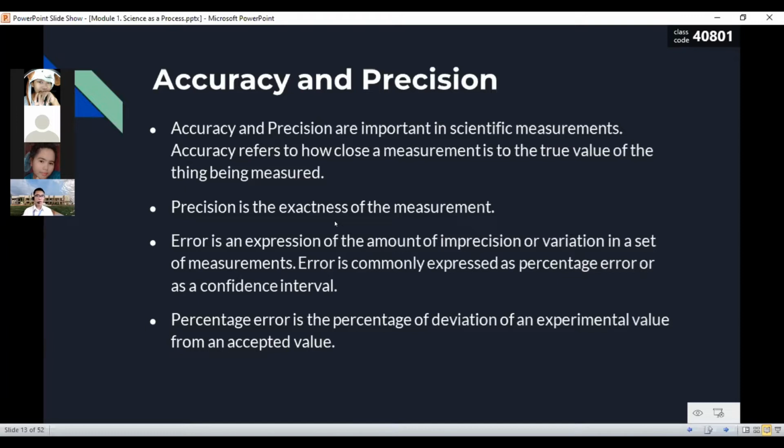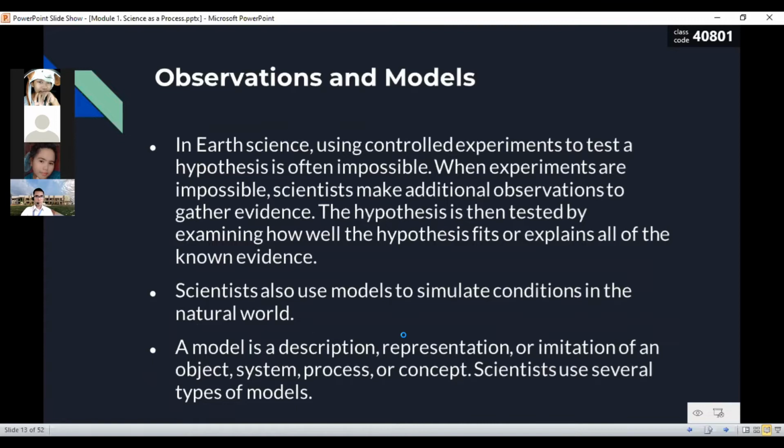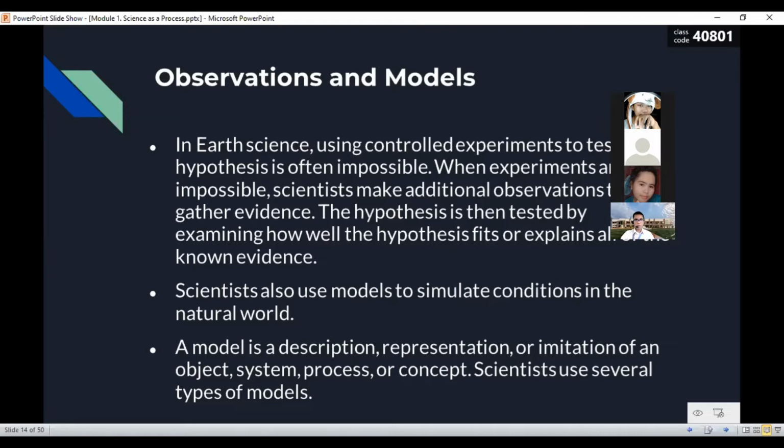The next slide is observations and models. In earth science, using a controlled experiment to test a hypothesis is often impossible. When experiments are impossible, scientists make additional observations to gather evidence. The hypothesis is then tested by examining how well the hypothesis fits or explains all of the known evidence. So, in some cases, there is no good way to test a hypothesis using a controlled experiment for practical or ethical reasons. In that case, a scientist may test a hypothesis by making predictions about patterns that should be seen in nature if the hypothesis is correct.